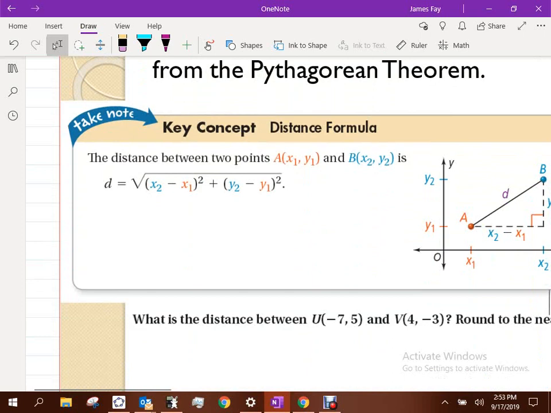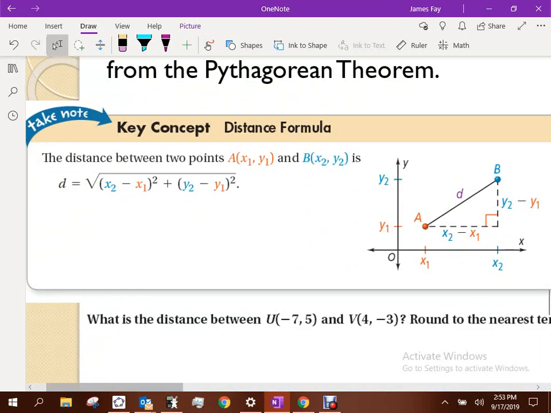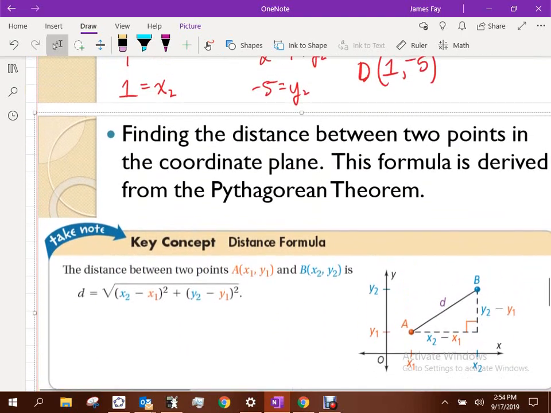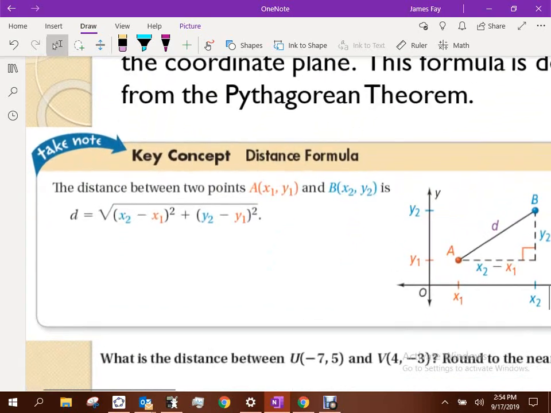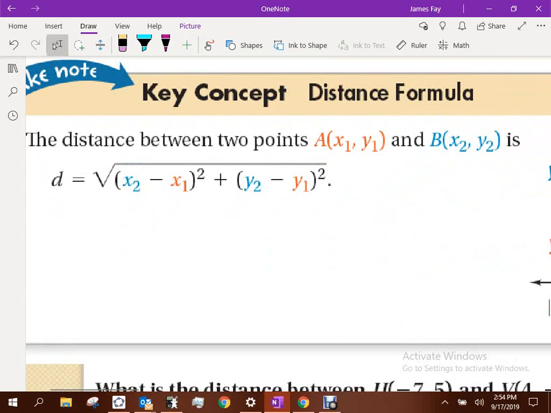That being said, guys, let's jump down to the distance formula. And right now, all you've got, I'll zoom in just so you can see that. You just write down what that says right there.